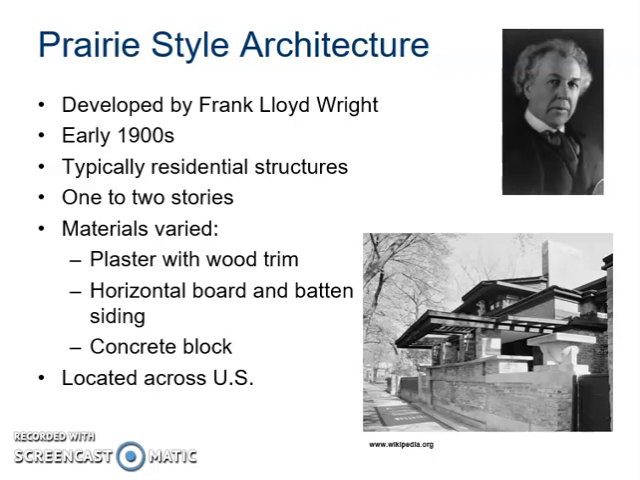The material used in Prairie-style home construction varied over time. Early examples used plaster with wood trim. Later, horizontal board and batten siding, concrete block, and brick were also used. There remain many examples of Prairie-style architecture across the U.S., with a large concentration of historic Prairie-style homes in the Chicago, Oak Park area of Illinois, where Frank Lloyd Wright lived for several years.